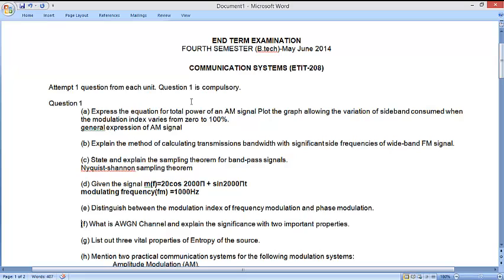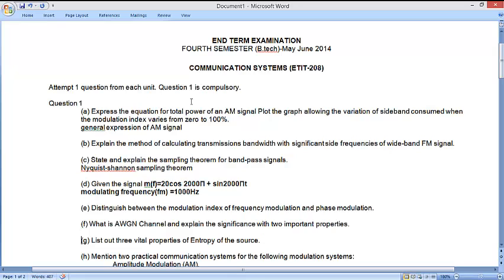Okay. Our next question is: what is an AWGN channel, and explain the significance with two important properties. Here AWGN channel is additive white Gaussian noise channel, that is a communication channel which is assumed to have two important characteristics. So first is that the channel is linear, and the second is in regards to the channel noise. Now channel noise is the sample function of a zero mean white Gaussian noise process, and the reasons for the second assumption are that it makes receiver calculation tractable, and also it is a reasonable description of the type of noise present in many practical communication systems. And for further detailing you can refer to the book as well.